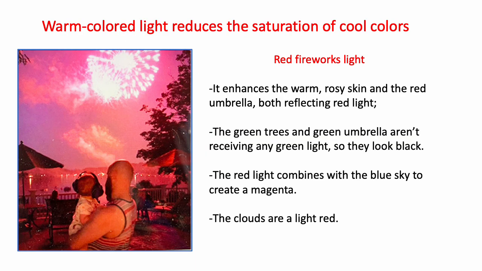In this fireworks scene, the red fireworks enhances the rosy skin and the red umbrella because they both can reflect the red light. But the green umbrella and the green trees look black because they aren't receiving any green light. The red combines with the blue sky to make a magenta, and the clouds look like a light red.